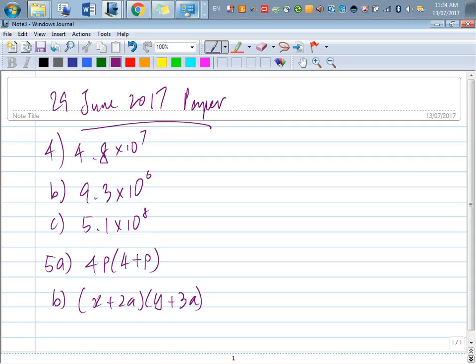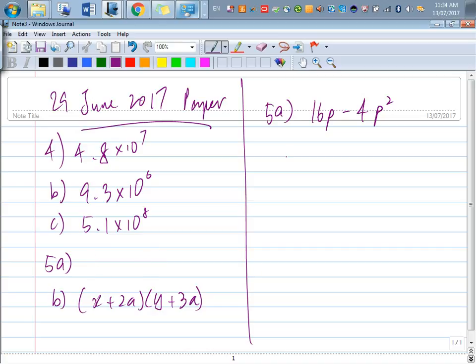5a? Okay, I know already. What is the question that you can see? 16p minus 4p squared. Okay, the printing error, it should be a plus, but never mind, I'll work out the version that you have. So 5a, 16p minus 4p squared. So let's not use this answer. Let us divide by 4p. So I'll get 4 minus p.